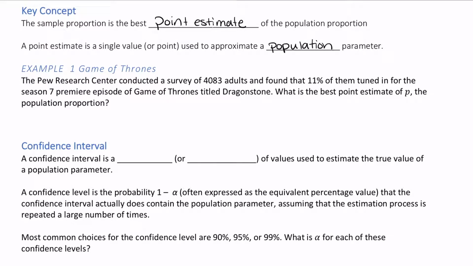Example 1, Game of Thrones. The Pew Research Center conducted a survey of 4,083 adults and found that 11% of them tuned in for the season 7 premiere episode of Game of Thrones. What is the best point estimate, p, of the population proportion?